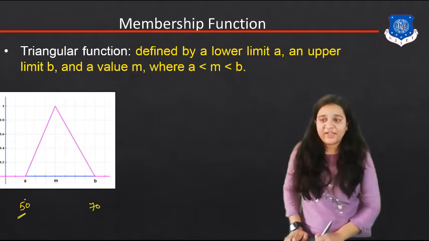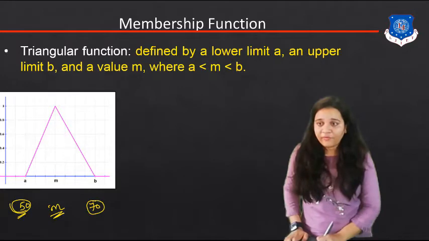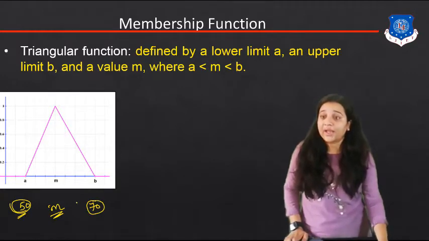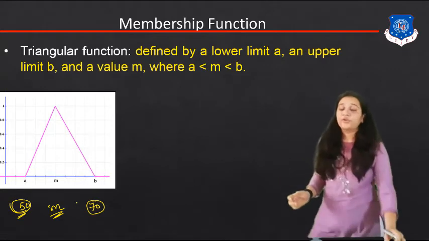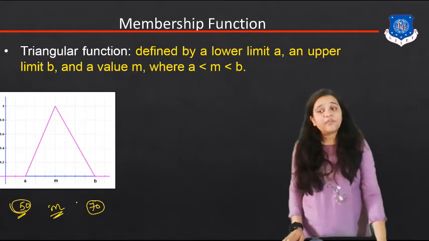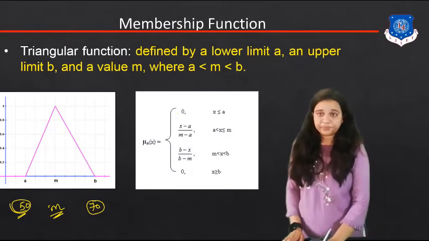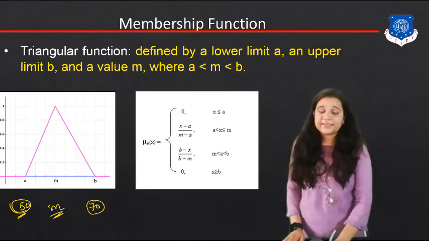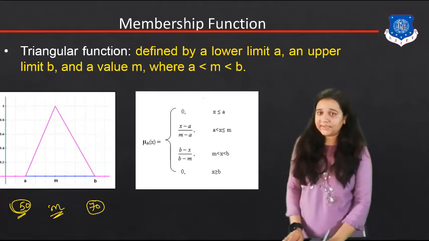So 50 indicates my lower limit, 70 indicates my upper limit, and we have to find the value of m. Okay, so this is my triangle function. How do we find the value of m? For that we have different possibilities in the triangle function. It is 0 if x is less than or equal to a. If the value is less than or equal to 50, we get 0.